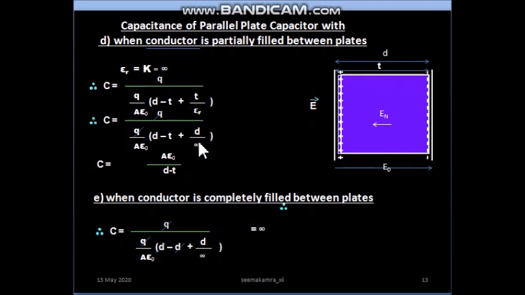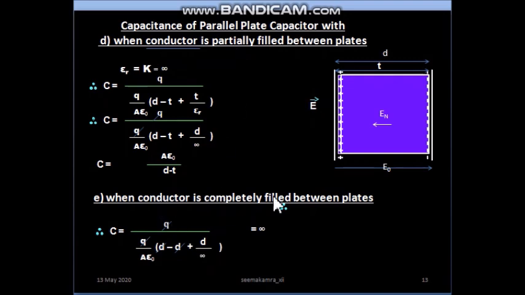If we put the infinite value here, D by infinite becomes 0, and finally you can see A epsilon 0 upon D minus T will remain as the denominator. So this is the answer for the conductor partially filled.